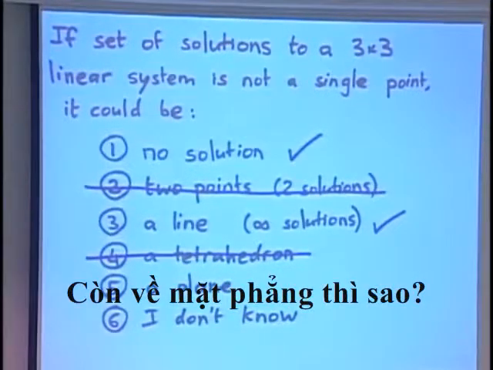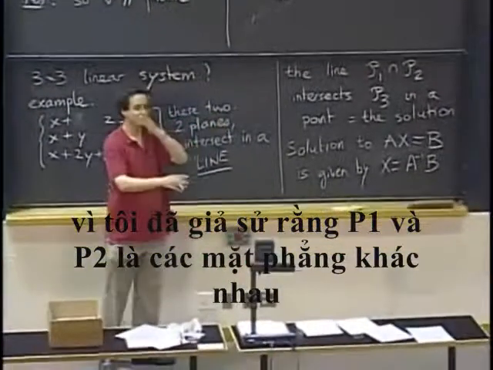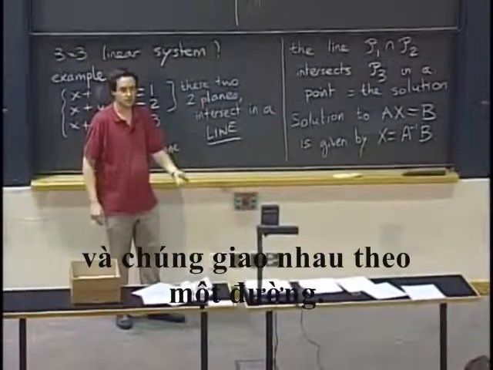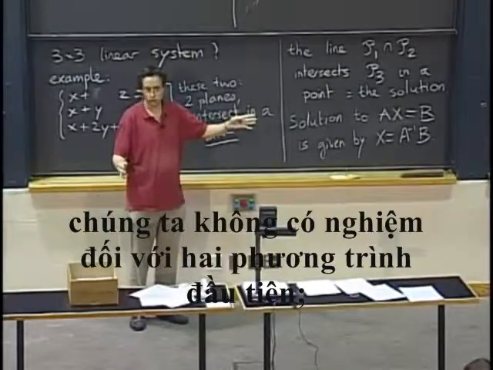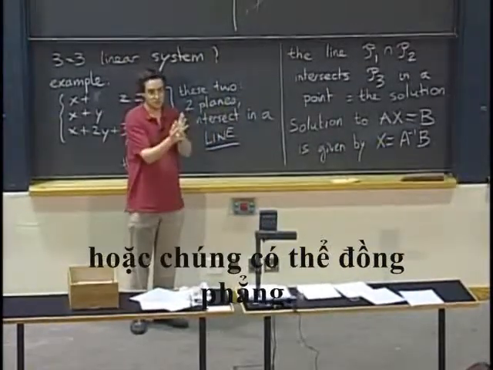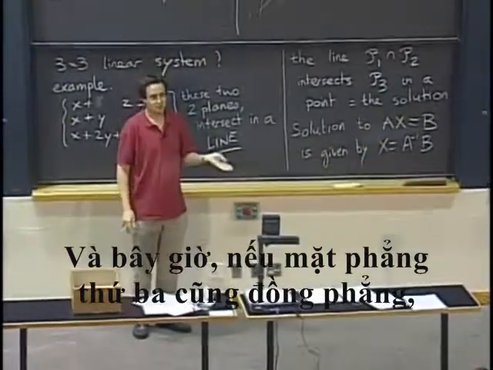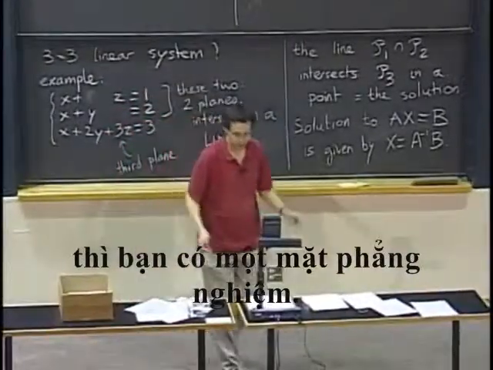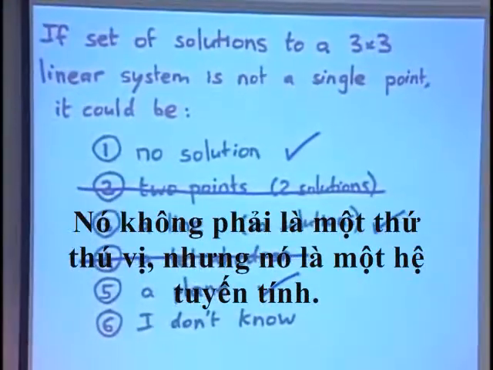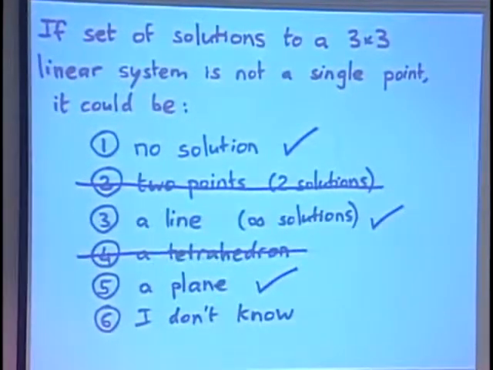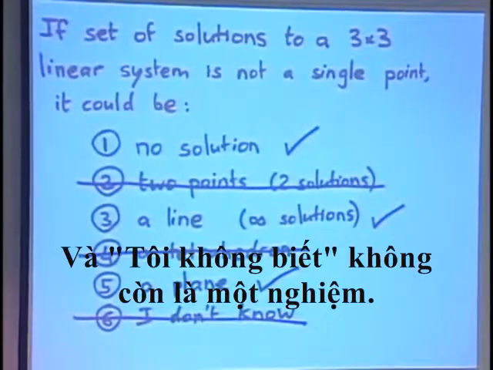What about a plane? Well, that's a case that I didn't explain because I've been assuming that P1 and P2 are different planes and they intersect in a line. But in fact, they could be parallel, in which case we already have no solution to the first two equations, or they could be the same plane. And now if the third plane is also the same plane, if all three planes are the same plane, well, then you have a plane of solutions. If I give you 3 times the same equation, that is a linear system. It's not a very interesting one, but it is a linear system.